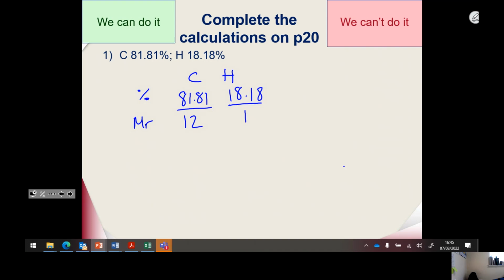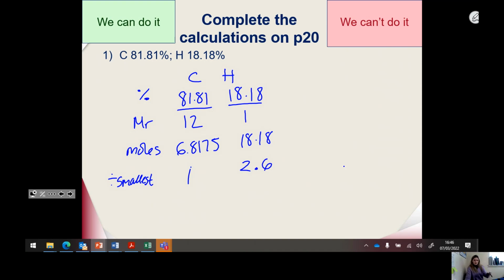I have to go and get a calculator now. All right. So the moles of carbon is going to be 81.81 over 12. And that gives us 6.8175. And here we've got 18.18. Now this step here, don't forget this, we've got to now divide by the smallest. We're going to have 1 here, and then we're going to do 18.18 divided by 6.8175. And that gives us 2.6.